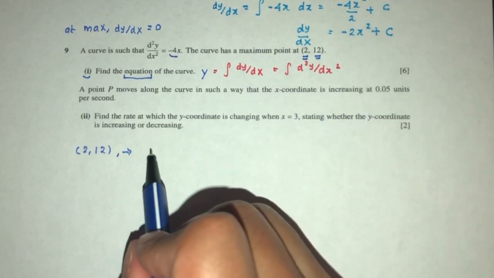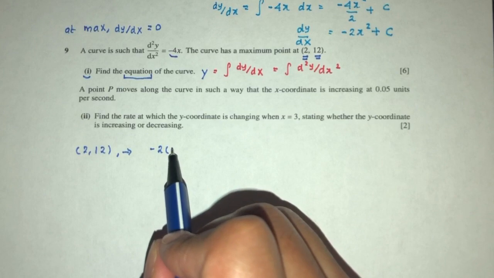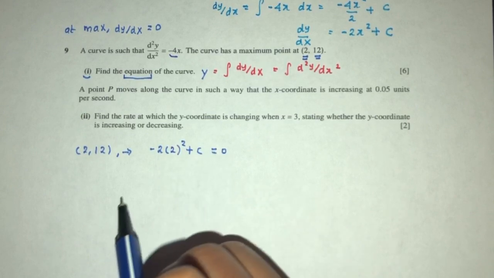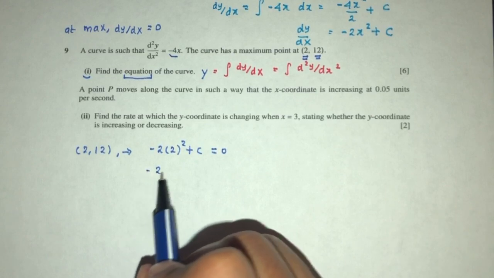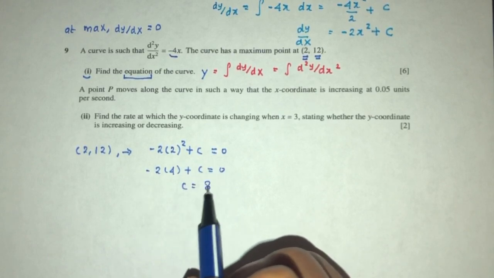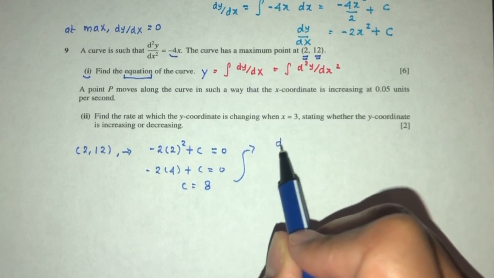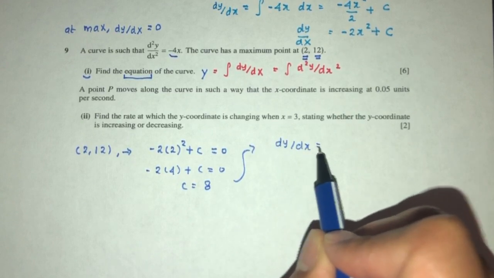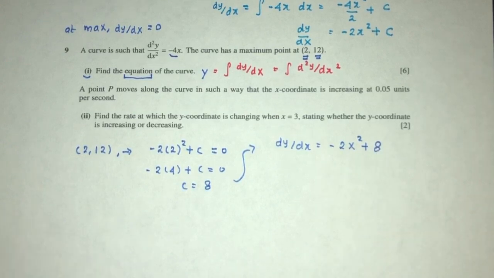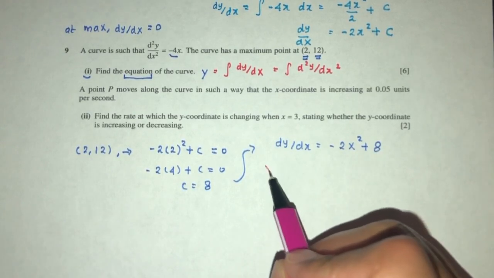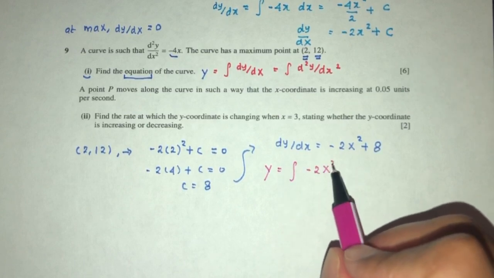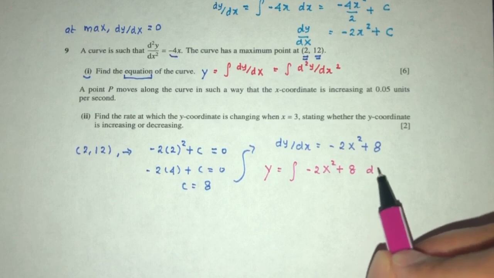So if you replace x with 2, minus 2 times 2 squared plus c has to be 0 at that point. So minus 2 times 4 plus c is 0, so c has to be 8. Finally, dy by dx is minus 2x squared plus 8. Now moving on to the next step, from this we have to find y. Y is simply the integration of minus 2x squared plus 8 dx.